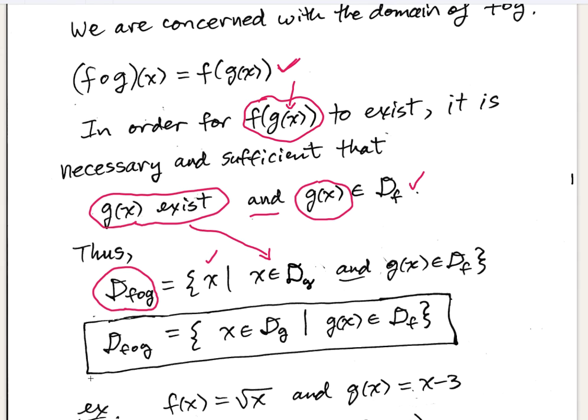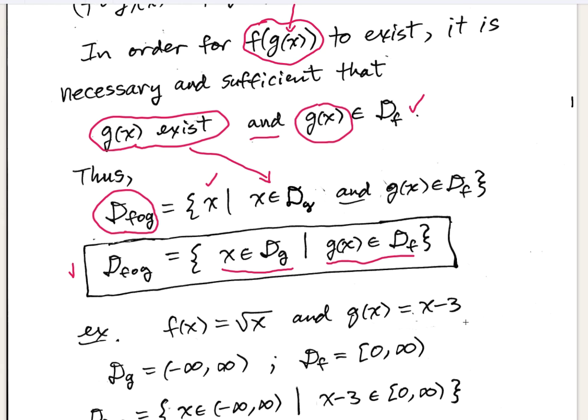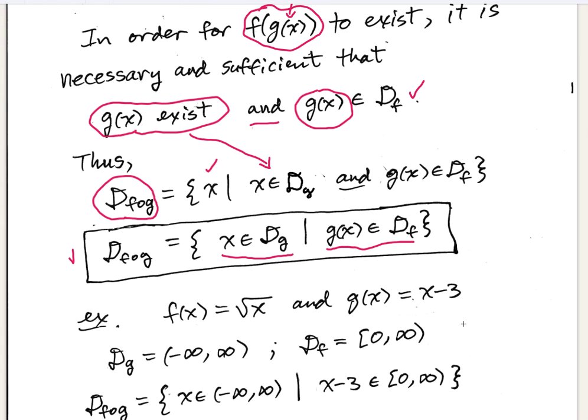Now a shorthand way of writing that: the domain of f composed with g is the set of all elements that are in the domain of g whose image, g of x, is in the domain of f. All right, so let's go ahead and take a concrete example of that.